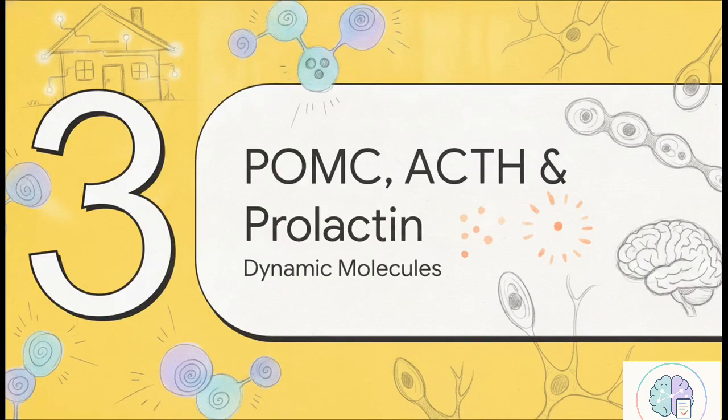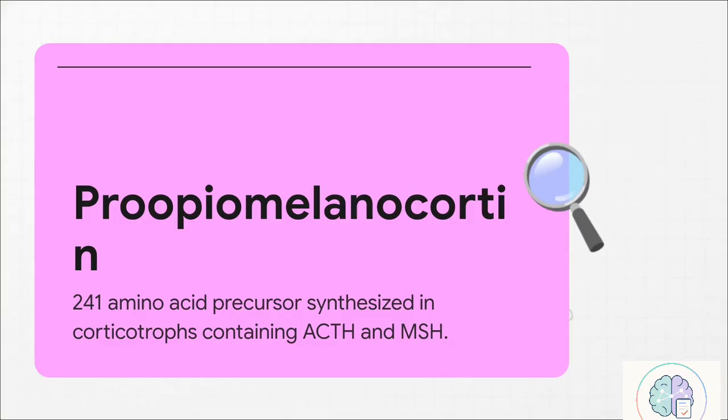Section 3. POMC, ACTH, and prolactin. Now that the house is built and wired, let's tour the first set of specific anterior hormones. First up, POMC. It's best to think of POMC not as a finished hormone, but as a massive 241 amino acid mother molecule. Synthesized in the anterior corticotroph cells, this huge polypeptide chain is actually embedded with several different critical sequences. You've got alpha MSH, beta endorphin, and absolutely crucial for our daily biological clocks, ACTH.